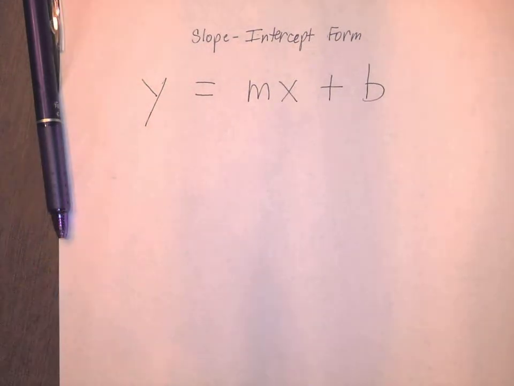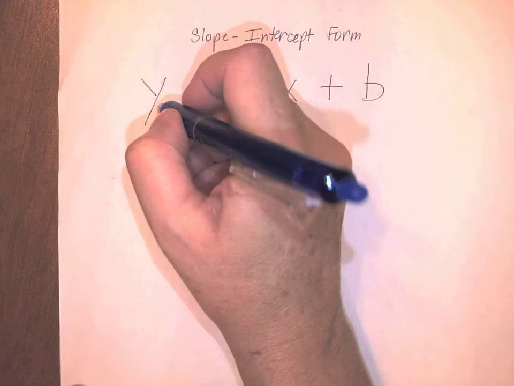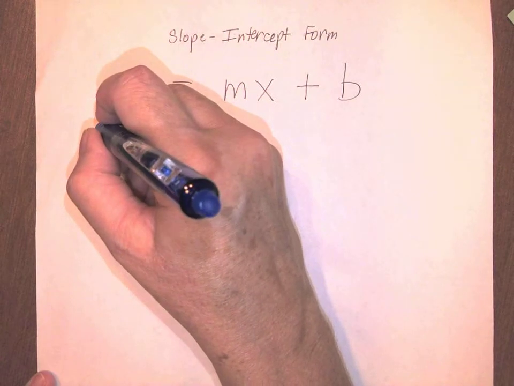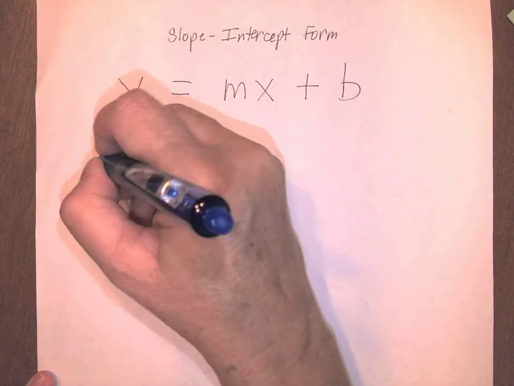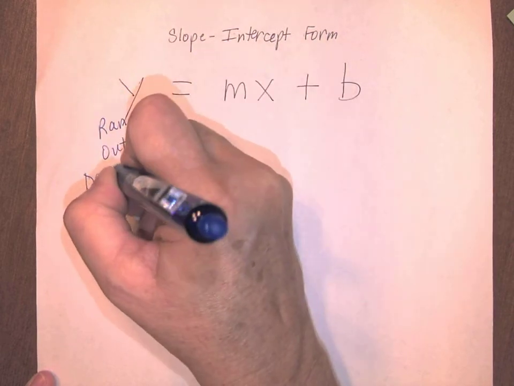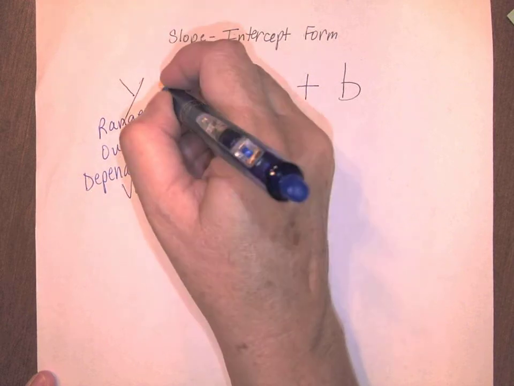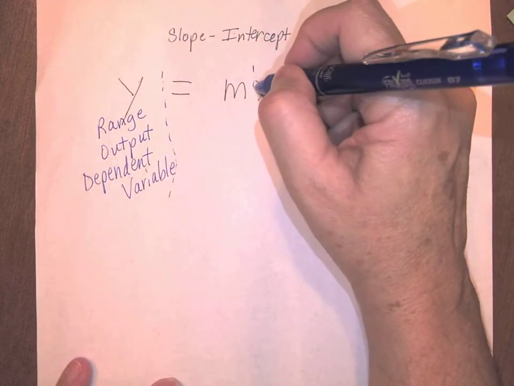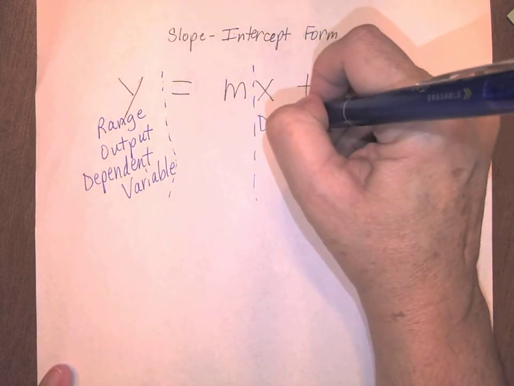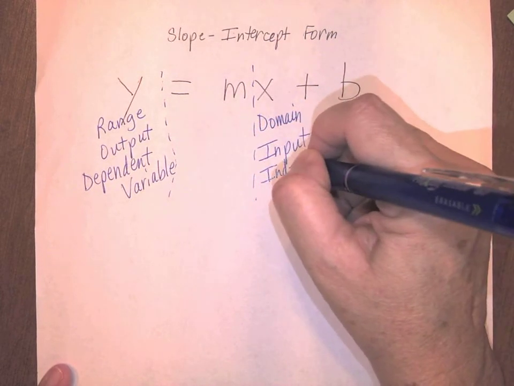Now you already know about x and y because we've talked about it. We said that y, think about our acronym, ROY-D. Y is the range, the output, and the dependent variable. We should know this by now. We have talked about this a lot. So that's y. Then x, we know this from our friend Dixie. X is the domain, the input, and the independent variable.